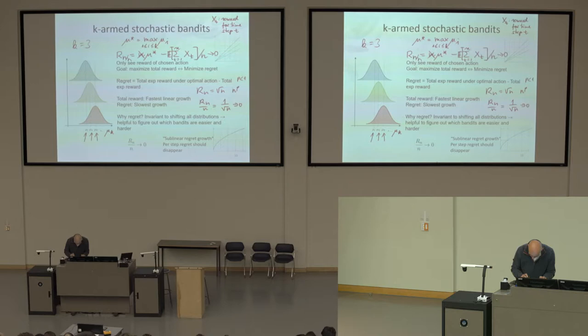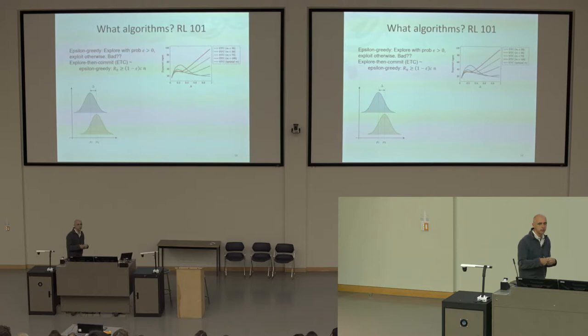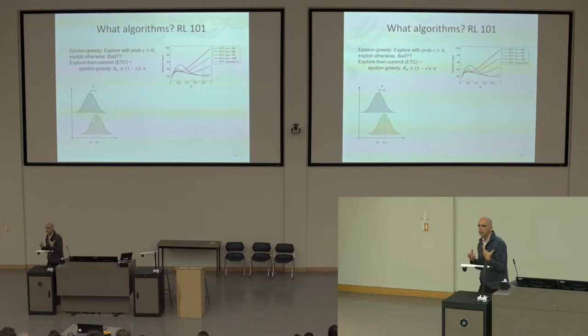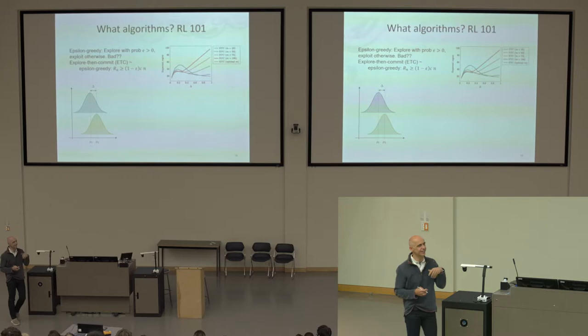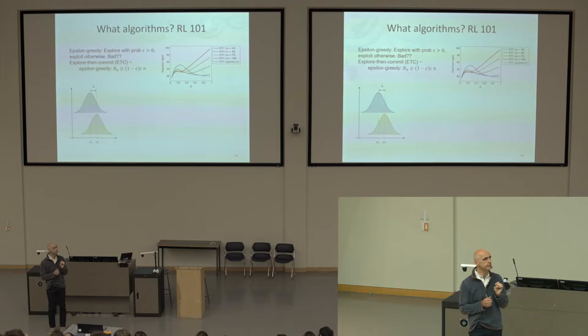In Adam's talk, we have already heard about epsilon greedy, right? So epsilon greedy explores with a positive probability and exploits otherwise. Is this a good strategy? Well, I told you that if you have linear regret, that's pretty good. If you think about this, on every trial with almost epsilon probability, the agent is going to choose a suboptimal action. And it's just not learning from its experience of how not to do this.